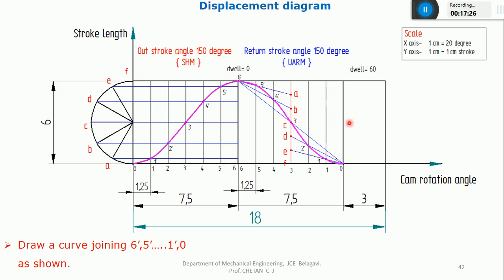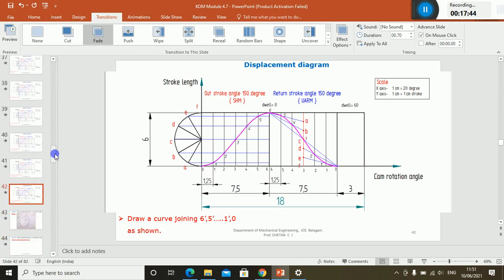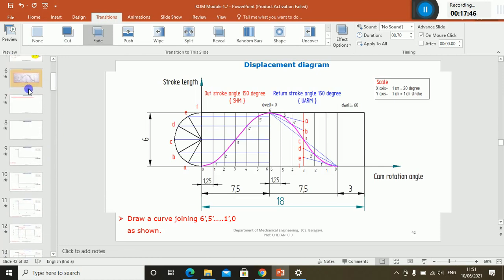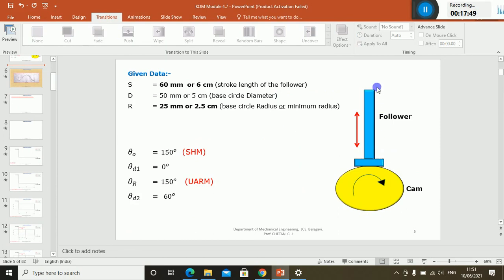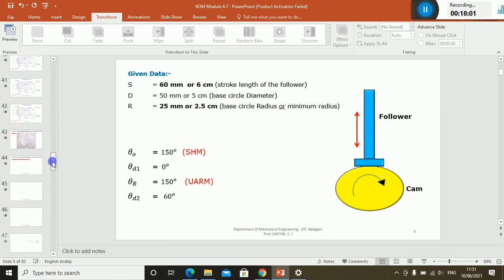After this, I'll go with the cam profile, since the type of follower is a radial type of follower. I want the type of follower to be flat faced with a radial type. You can see the axis of the follower and the axis of the cam is the same line, so I can call it a radial type of follower. And the shape of the follower is a flat face. In that case, I'll start with the cam profile.